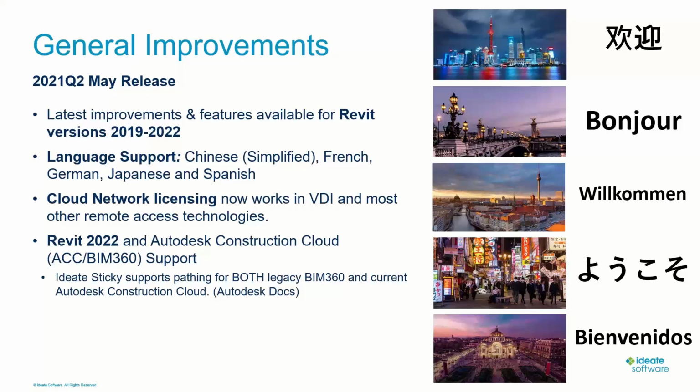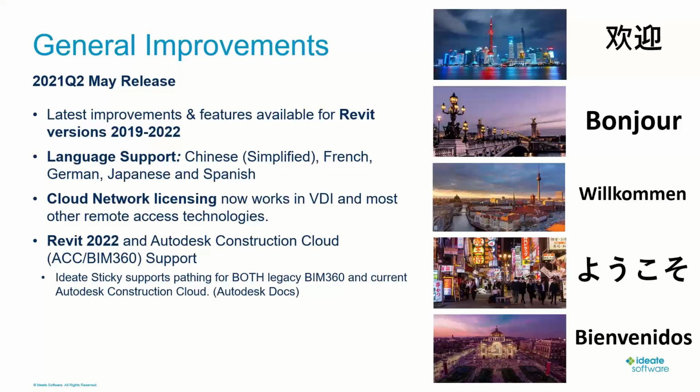So there were some issues as far as pathing and so forth when it comes to Sticky. But if you have been waiting, it's good to go and download or install the new versions of the software, because now we're supporting both the legacy BIM 360 pathing as well as the Autodesk Construction Cloud pathing. So it's just automatic. You don't have to worry about that. Again, these improvements are for all 5 of our Ideate software solutions.